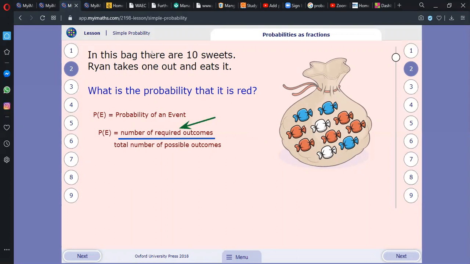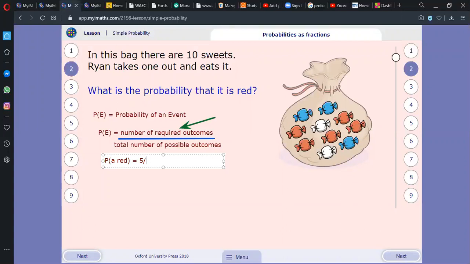Of course, you can see that we have 5 red sweets. So if I come down here and write the probability of Ryan picking a red sweet, let me just call it red, I'm expecting my answer to be equal to the number of required outcomes. How many red sweets are there? 5, divided by the total number of possible outcomes. Now, the total number of possible outcomes talks about the total number of sweets in this bag.